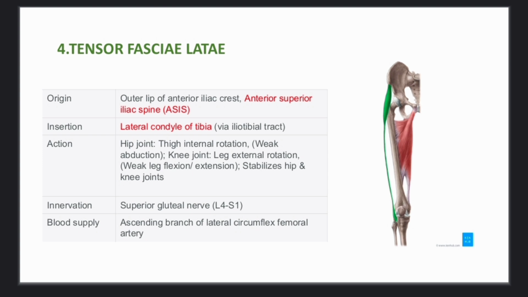And at the hip and knee joint, through the iliotibial tract, it helps stabilize the knee during standing and walking, assisting in maintaining stability of both hip and knee joints. Therefore, the tensor fasciae latae plays an important role in posture, gait, and lower limb stability.